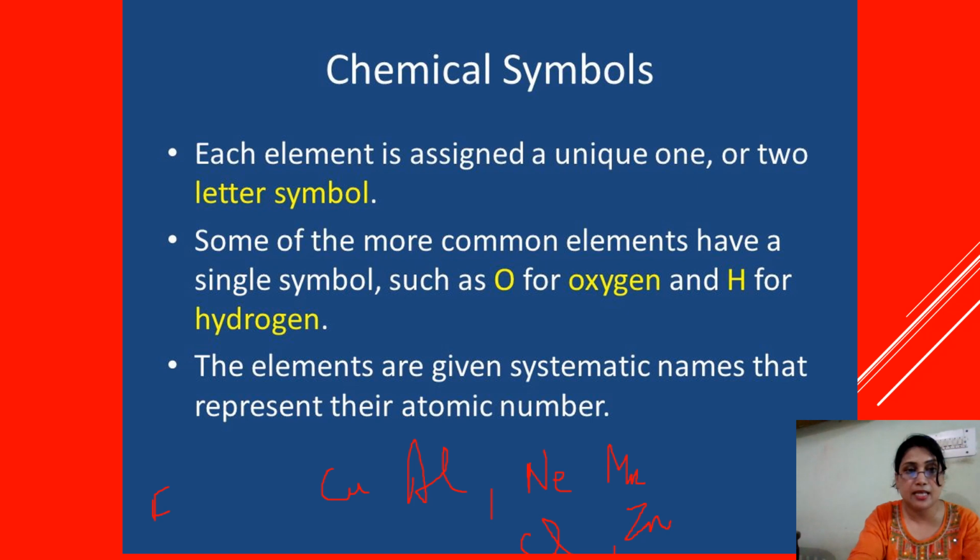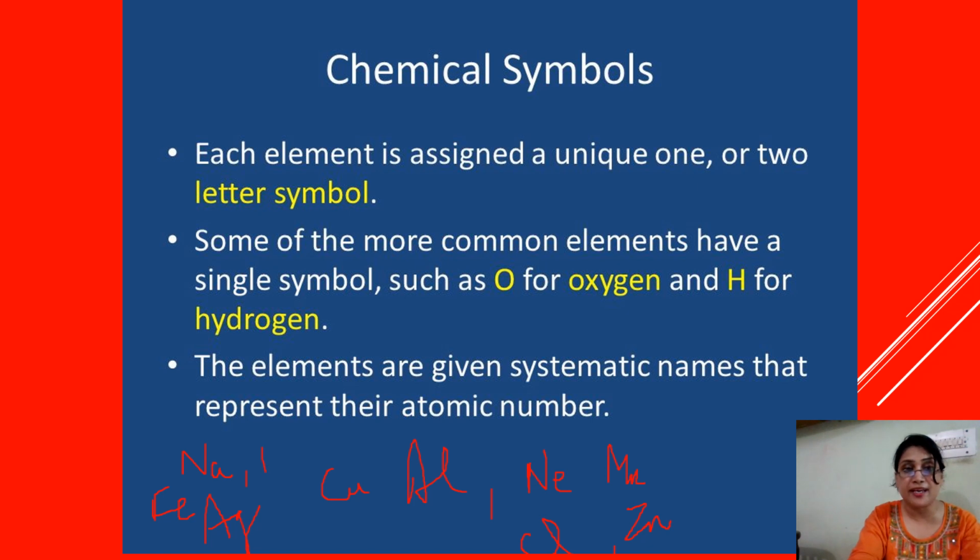Iron. This is Fe, ferrum. It is taken from Latin word. Ag, argentum, that is taken again from Latin. This is silver. And Na, again from Latin, that is natrium.